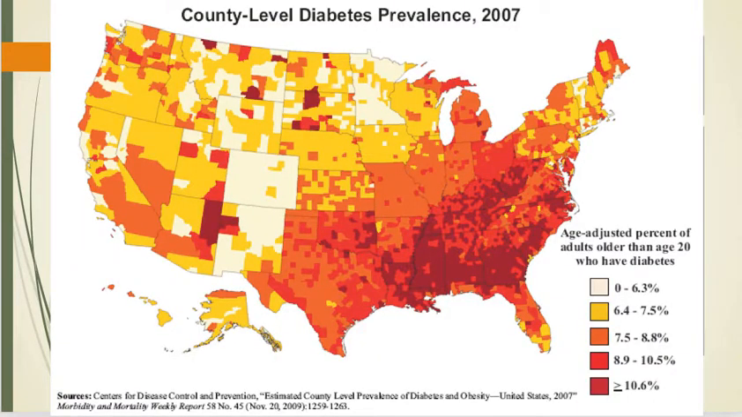And I thought I'd throw a prevalence chart up there. County level diabetes in the United States in the year 2007.